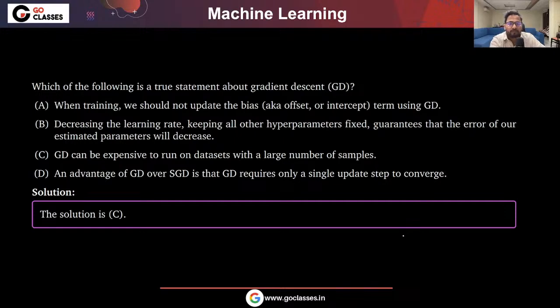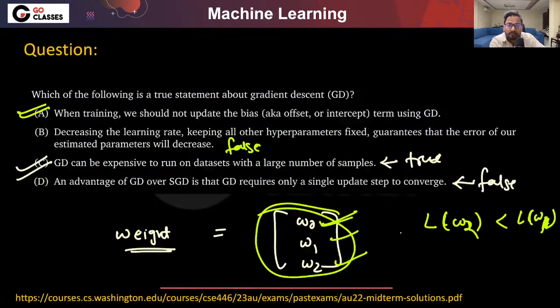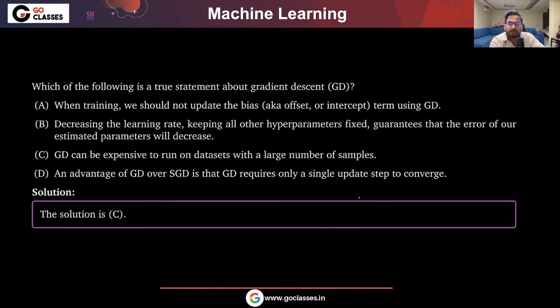Just a second. They are asking a true statement. When training, we should not update the bias. Sorry, this is false. Why I've taken? They are saying should not. Yeah, so this is false. I thought they are saying should. This is false. So that is why C is the correct answer only.